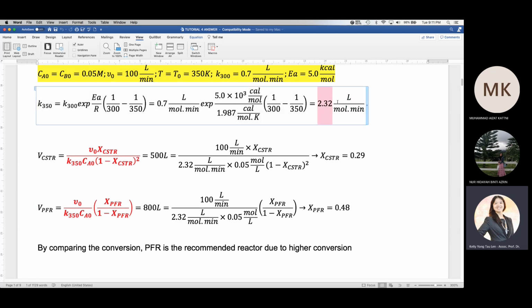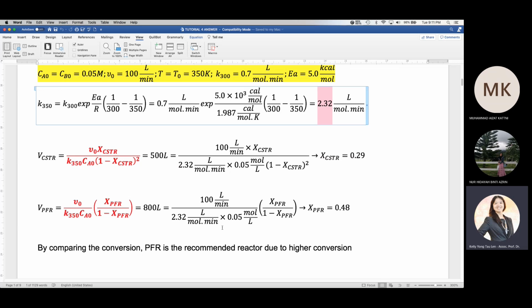Jenis reaktor tak mempengaruhi nilai K. Nilai K hanya dipengaruhi oleh temperature. Meaning, as long as it's the same reaction, you use the same temperature, reaktor yang berlainan pun nilai K dia masih sama. But, even if kalau kamu guna reaktor yang sama, tapi kamu ubah suhu, nilai K kena cari yang baru. Okay, so that's the understanding lah.